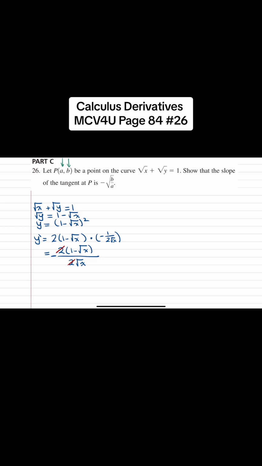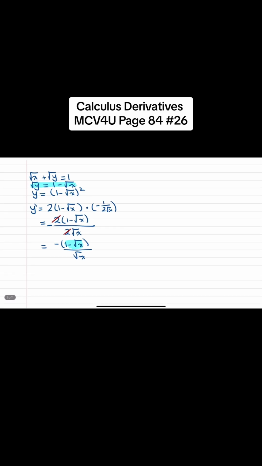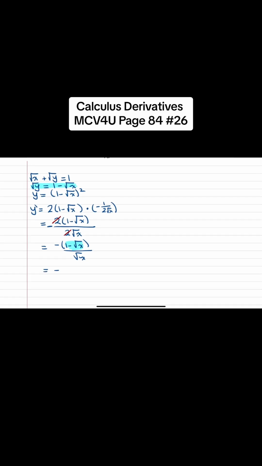I then see that the 2 simply cancel out, leaving me with negative (1 minus root x) all over root x. Now remember earlier in our equation, once we isolated for it, we said that the square root of y is equal to 1 minus the square root of x. So we can do an easy substitution here. We can now say negative root y over the square root of x.